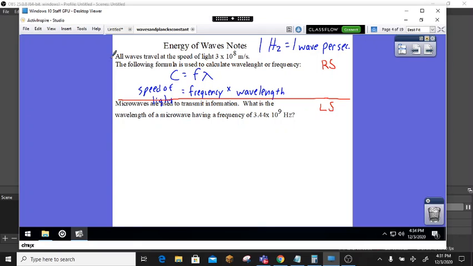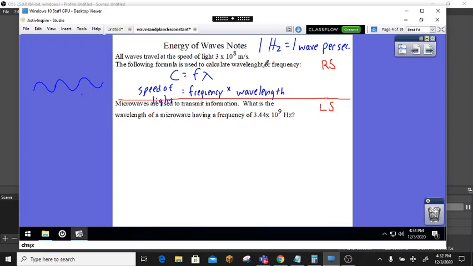Now the following formula is used to calculate the wavelength and the frequency. Remember, the wavelength is how big the wave is. The frequency is how many waves there are, like 1, 2, 3. That frequency right there would be 3. How many of those are there?